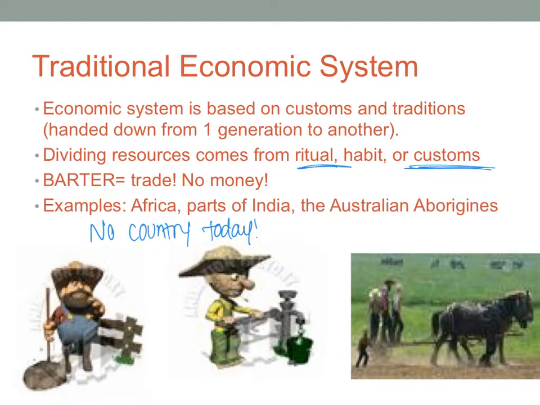So like rural parts of Africa, rural parts of India, maybe different tribal places, just small groups of people, but not full countries are in traditional systems today, okay? Does that make sense? All right.